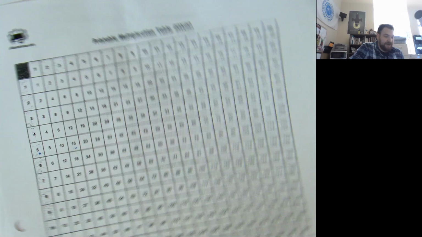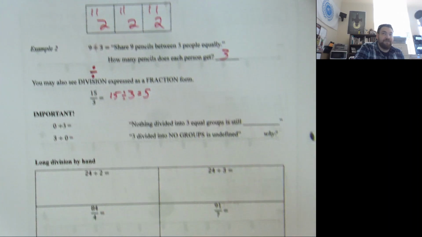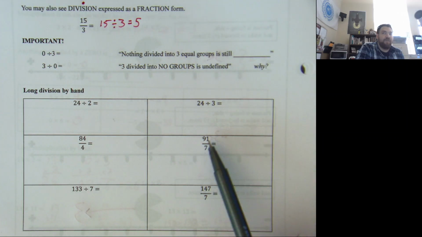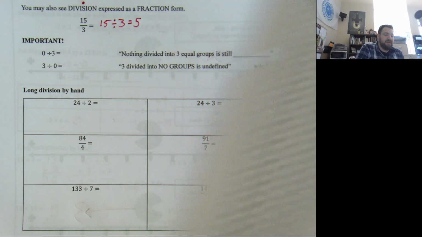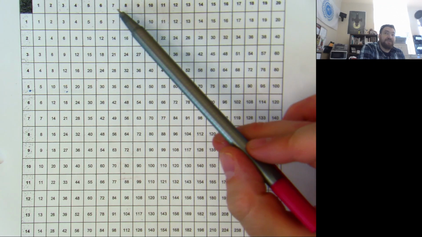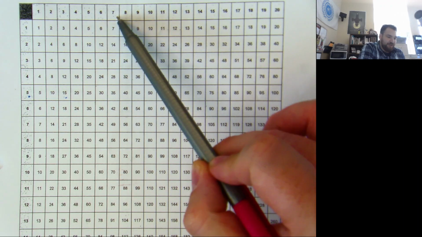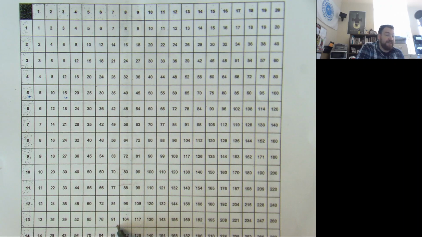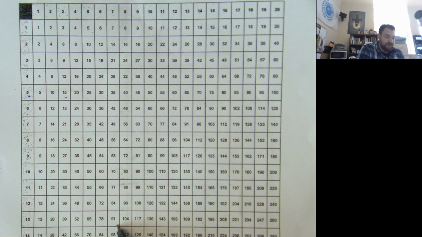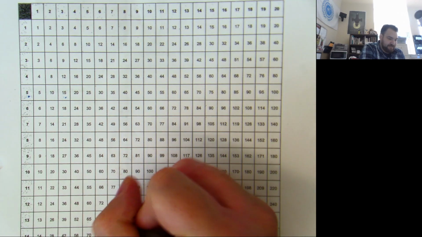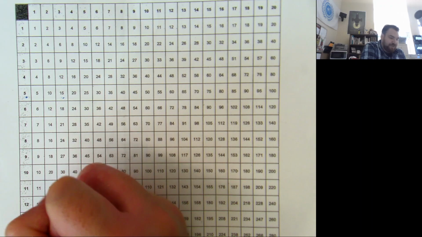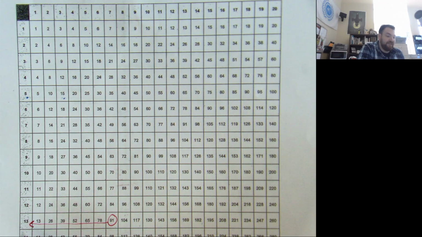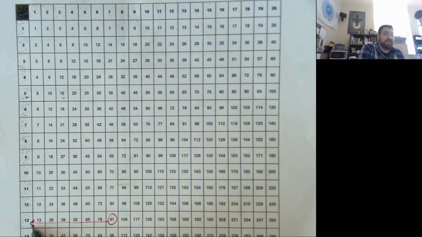If you want to divide something bigger, let's skip ahead for a second, like 91 over 7. You'd go to the 7 column. You'd go down until you got to 91, if you got to 91. But we do, it's right there. And then you'd go over, and you would see that 91 divided by 7 is 13.